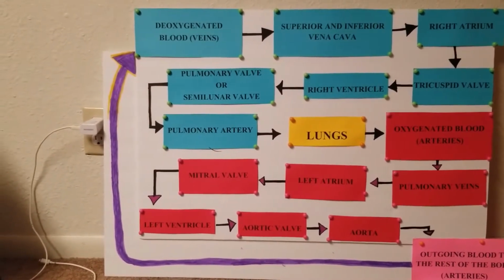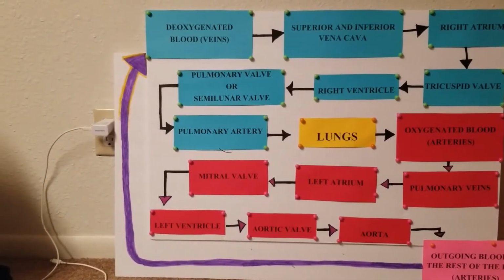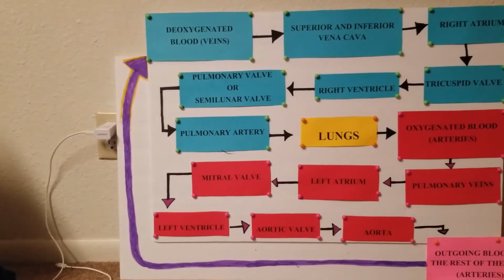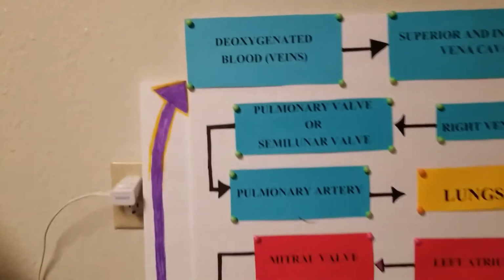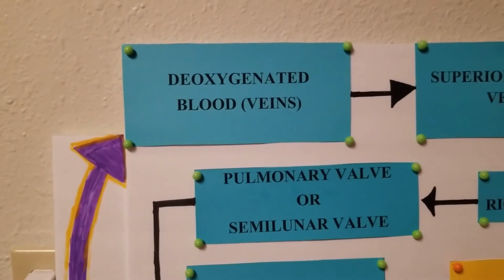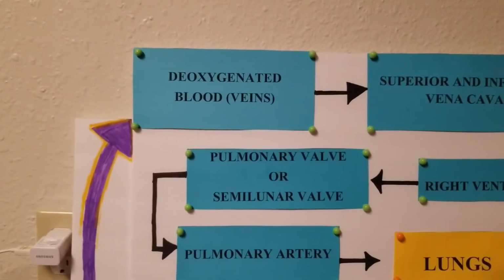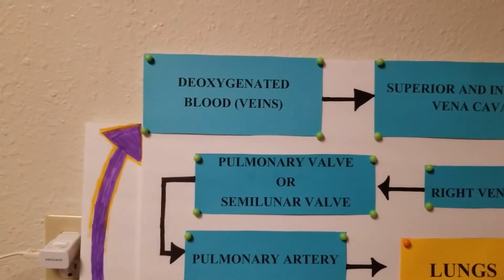receives the deoxygenated blood and pumps it through the heart into the lungs to become oxygenated. That's why in this diagram we have first the deoxygenated blood, and as we know, those are represented by blue because there's no rich oxygen in the veins.